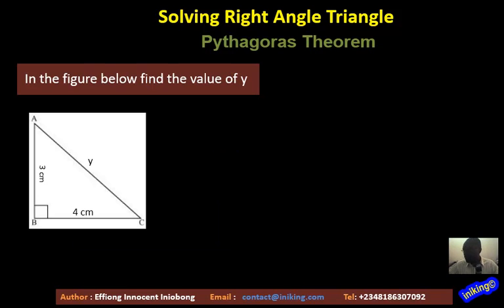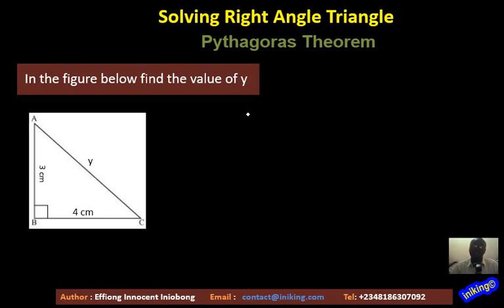Here is an example. Let's apply Pythagoras in solving this problem. In the figure below, we are asked to find the value of y. Now looking at triangle ABC here, we can see that two sides have been provided, but the length of one side, AC, has not been given. And looking at the triangle carefully, we can see that side is facing the right angle. Obviously, this is a right angle triangle.